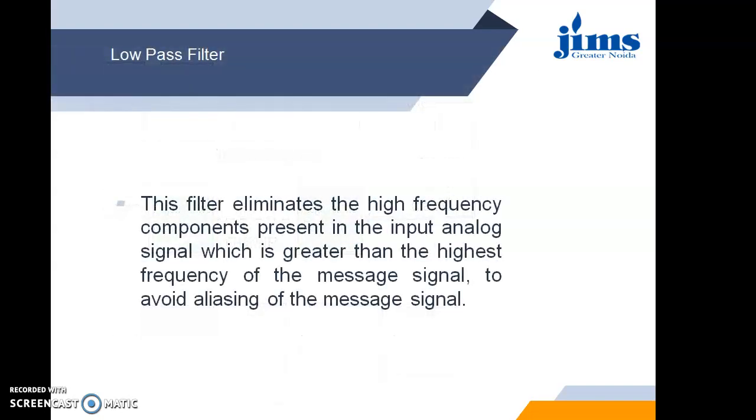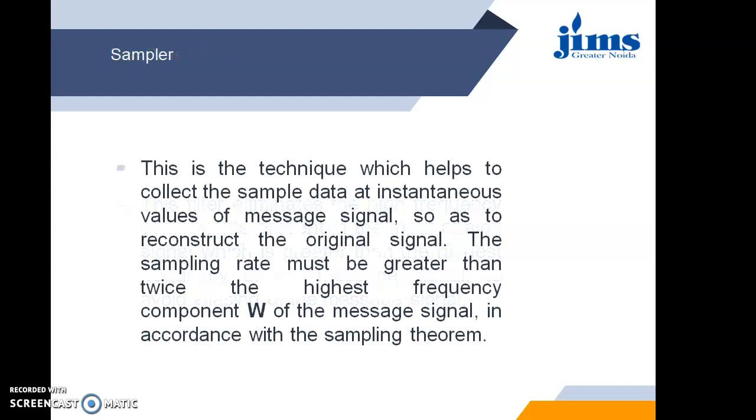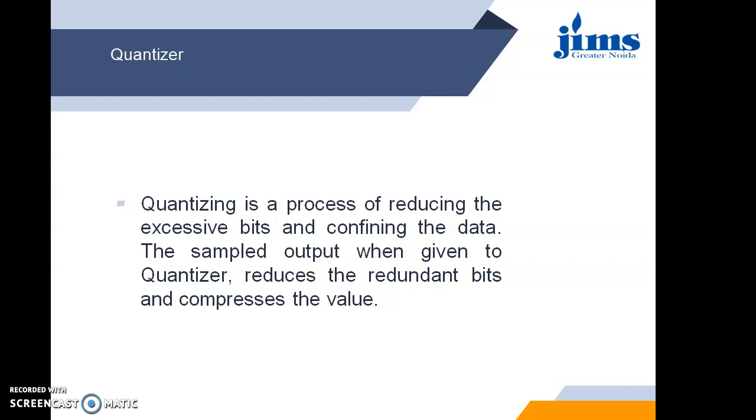The low pass filter eliminates the high frequency components present in the input analog signal, which are greater than the highest frequency of the message signal. This is done to avoid aliasing of the message signal. The sampler is the technique that helps to collect sample data at instantaneous values of the message signal so as to reconstruct the original signal. The sampling rate must be greater than twice the highest frequency component of the message signal in accordance with the sampling theorem. Quantization is the next block after the sampling. Quantizing is a process of reducing the excessive bits and confining the data. The sampled output is given to the quantizer, which reduces the redundant bits and compresses the values.